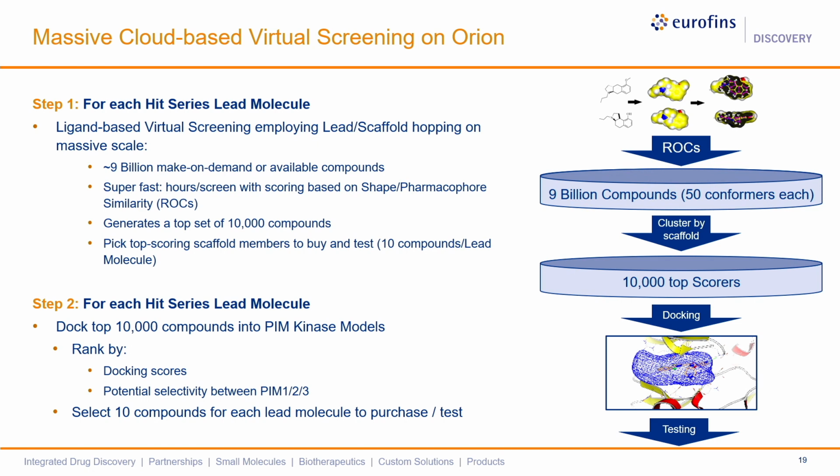They ranked the compounds based on the docking score and the potential PIM1, PIM2, and PIM3 selectivity. They generated several series and picked 10 compounds of each. At the end, starting from the 9 billion compounds, they selected 60 compounds to be purchased and tested, still using the same toolbox that had been used for the HTS.